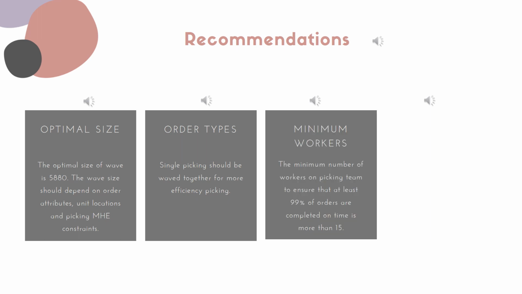3. The minimum number of workers on the picking team to ensure that at least 99% of orders are completed on time is more than 15. The result table shows that all of the pickers have scheduled utilization above 99%, which is extremely high, and if the number of orders increases, the current workers will not be able to complete the tasks on time.